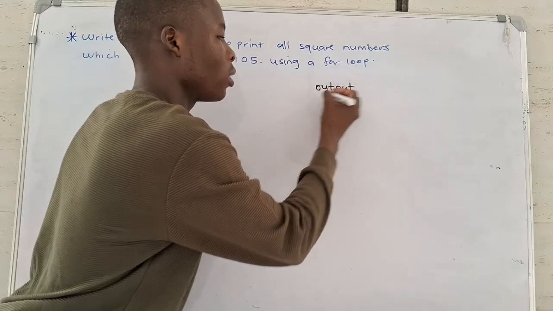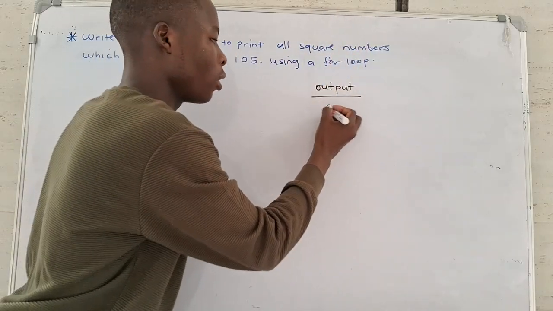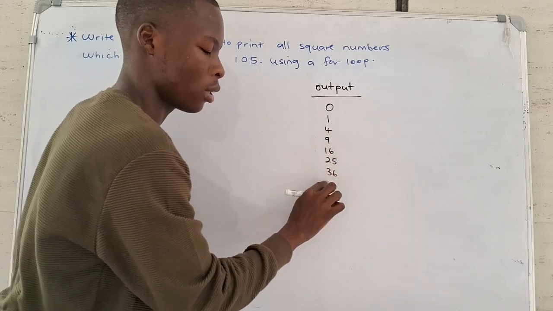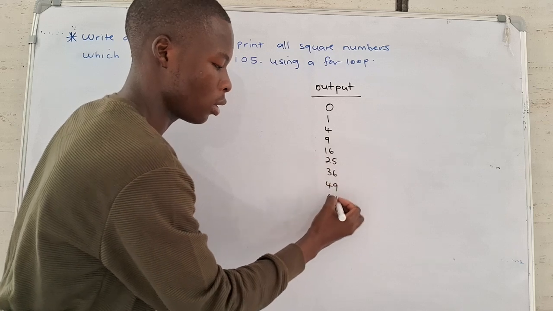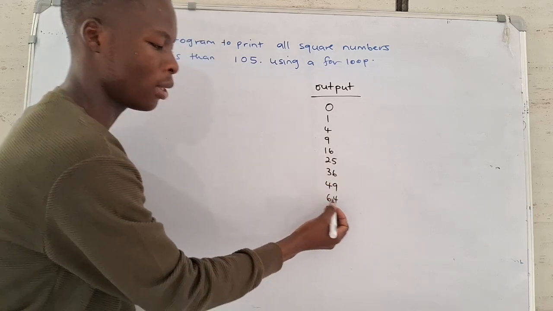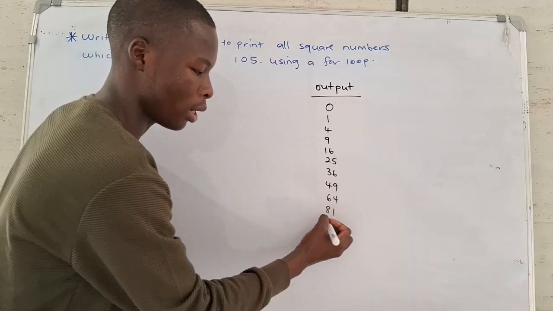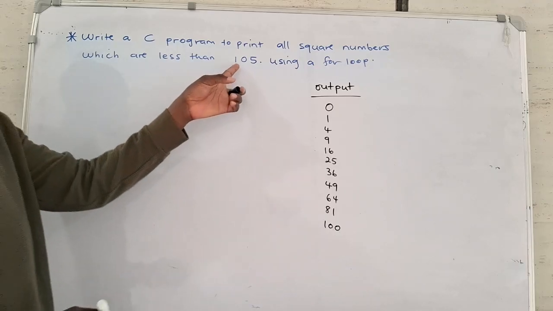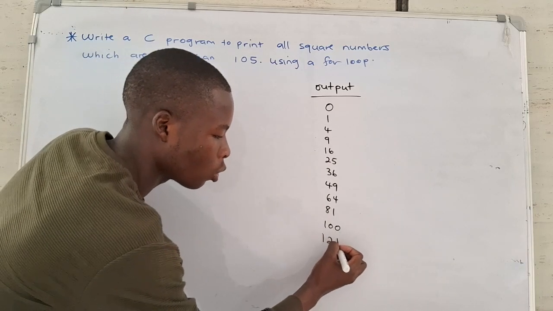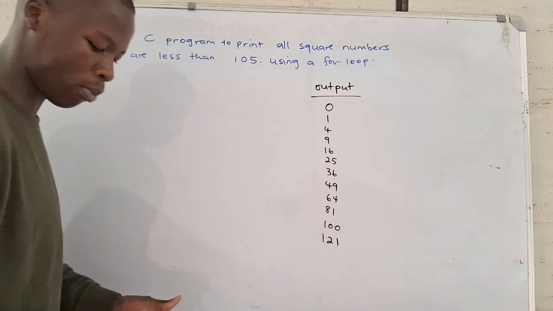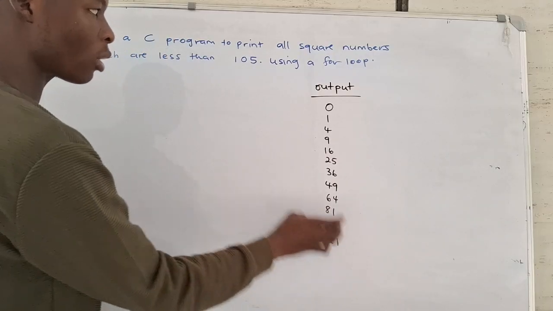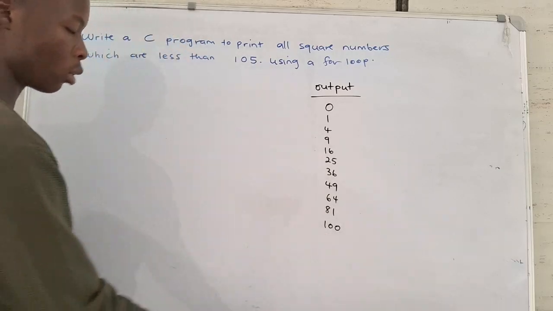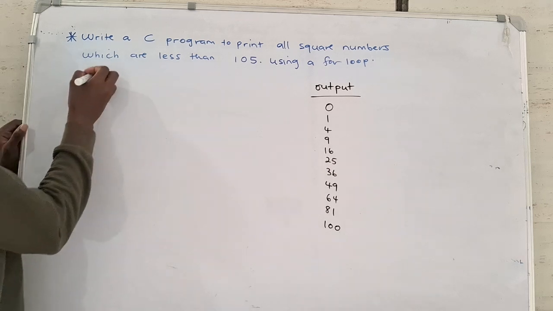I'm sure we discussed all these things before. Now, what is a square number? So I have 0, 1, 4, 9, 16, 25, 36, 49, 64, which is 8 times 8, now 9 times 9, which is 81, and 100. So these are the square numbers, and they are less than 105. You can have 121, but this 121 is not going to be printed. It is not part of the output because 121 is greater than 105. I'm going to write the program.